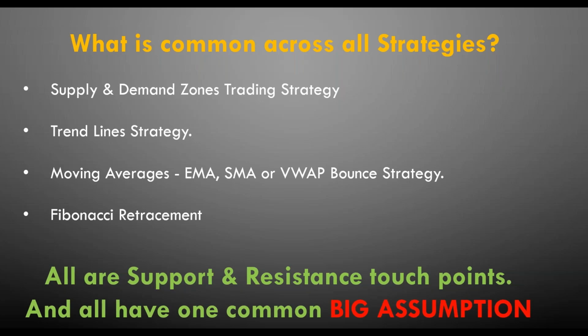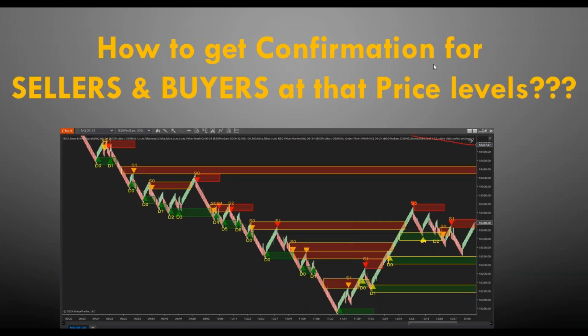It works. It works. All these have one thing in common, which is the big assumption that we are assuming there are sellers here. Once we get the signal, yes, go down, but this assumption works only if truly the sellers are interested in this price point. All right, so how do you get that confirmation? How do you get the confirmation to know the buyers and sellers are at that particular price level?